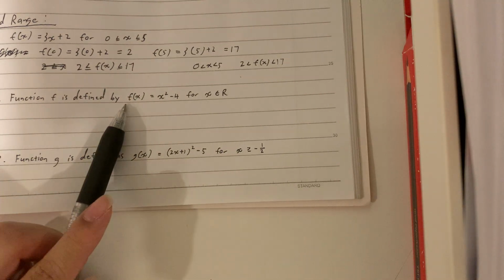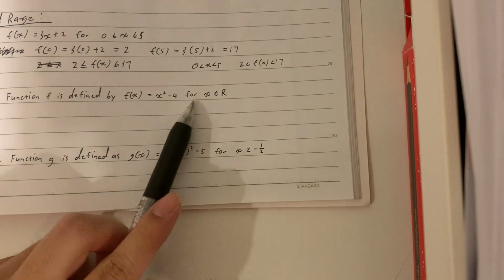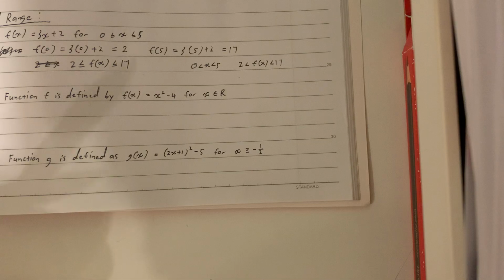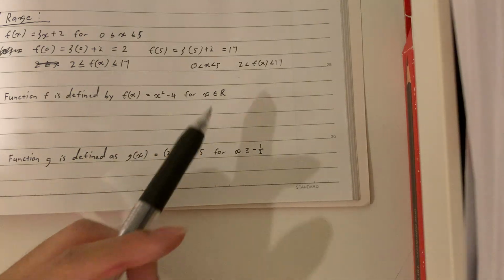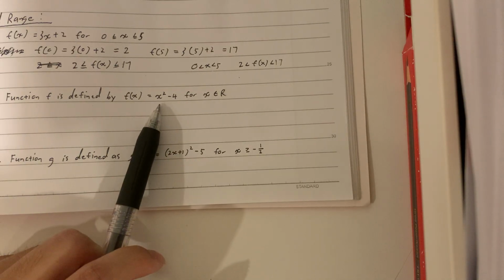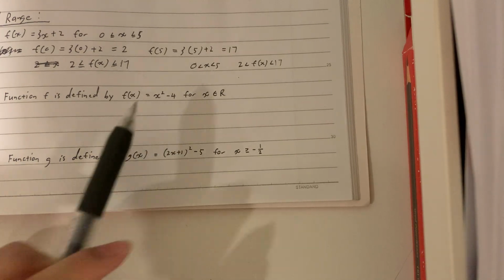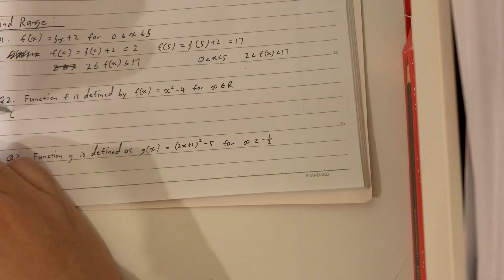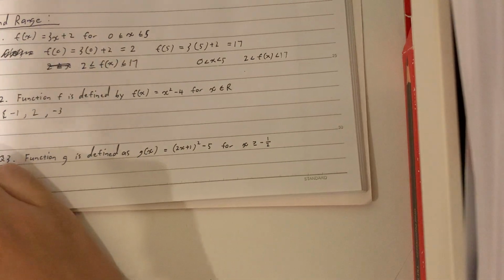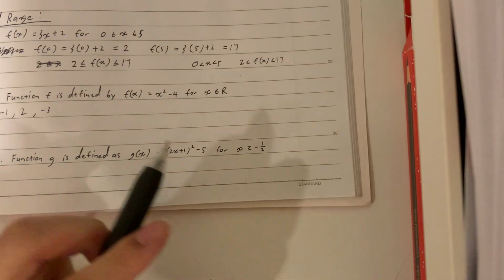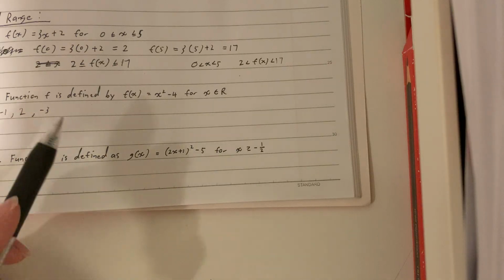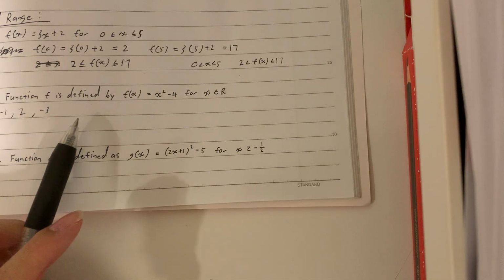Function f is defined by f(x) equals x squared minus 4 for x. This symbol means all real numbers. And you might ask yourself, all real numbers, I can't sub in every single number here. You are correct. But we look at how x squared works. Whether x is negative 1 or positive 2 or negative 3, it'll always end up as a positive value, right? So you know it'll always be positive values, so what's the least you can do?